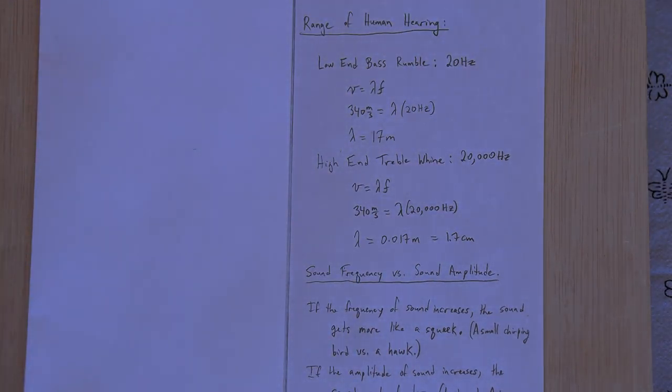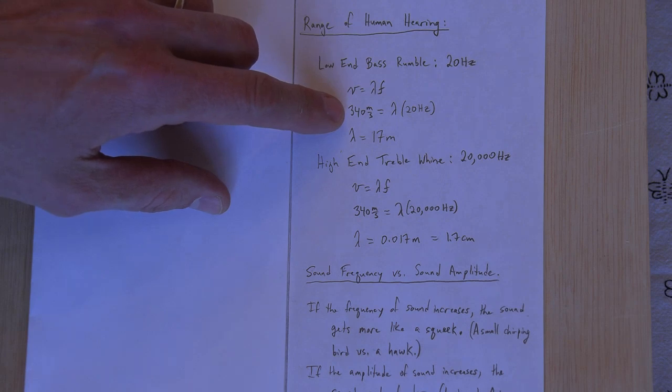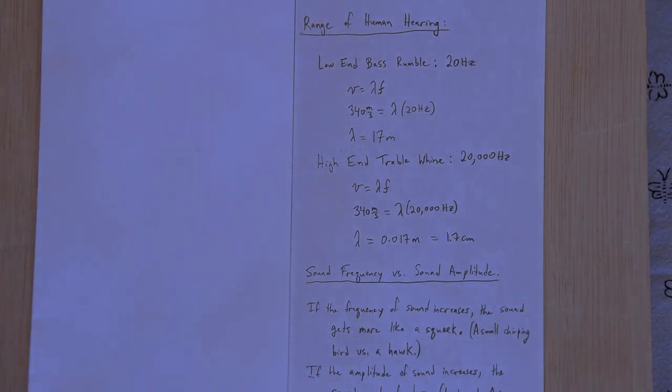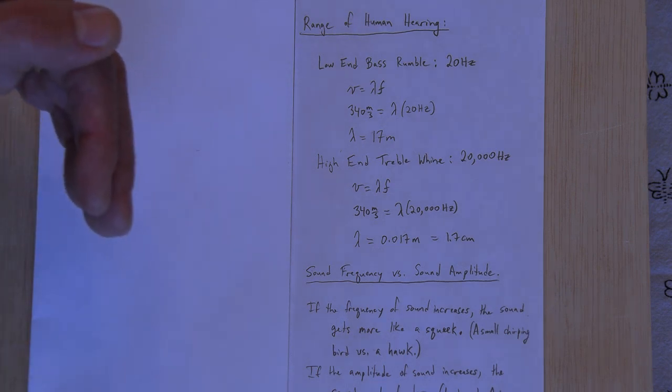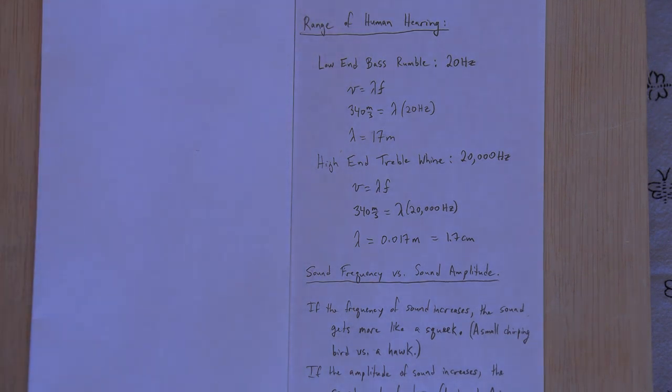The wavelengths of each. 20 hertz, if you want to find out the wavelength of the lowest bass sound you can hear, use V equals lambda times frequency. I used about 340, plugged in 20 hertz, and I got about 17 meters. 17 meters is about the diagonal length of our classroom at Clarkstown. So that's how far it is away. When the speaker makes one compression and then the next, they're 17 meters apart with the lowest bass sound you could hear.